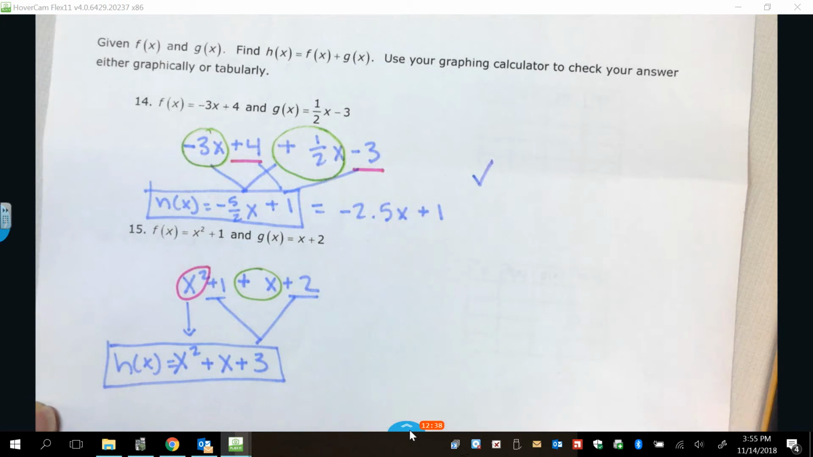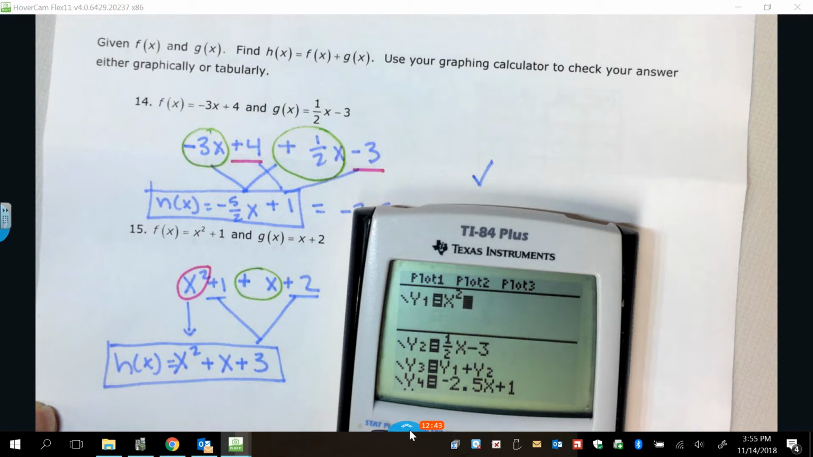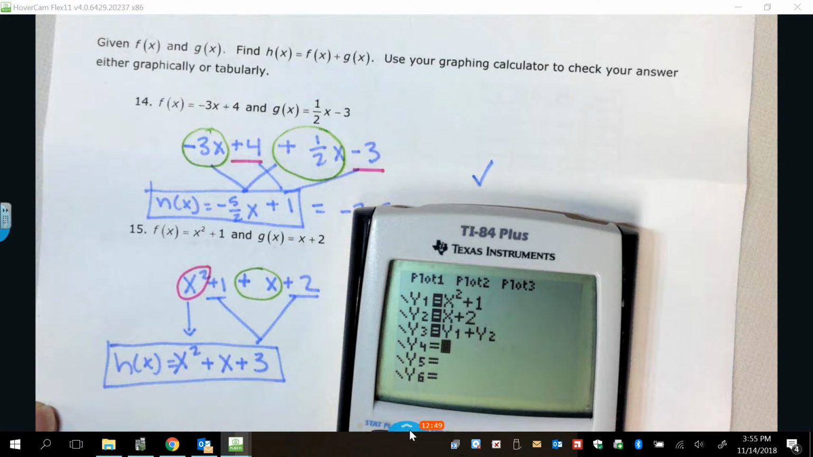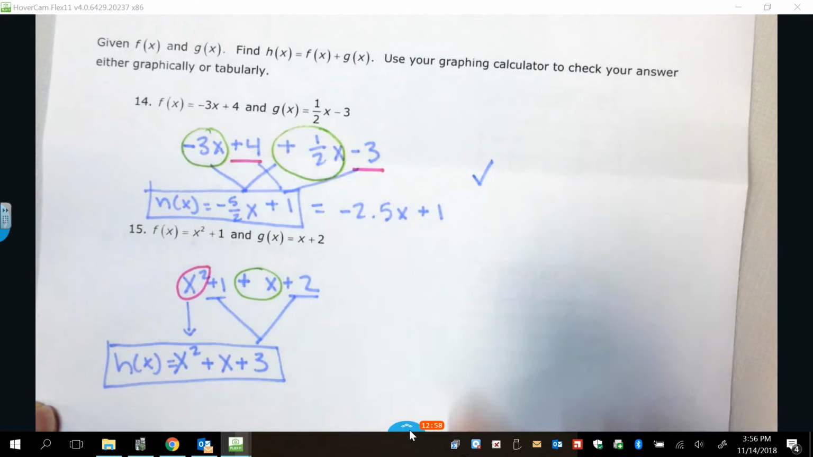Okay, so I'll check this one too. X squared plus 1, x plus 2. Adding them, and we came up with x squared plus x plus 3. See that y3 and y4 match? And they do, so we checked this one and it is correct. So I like to check tabularly.